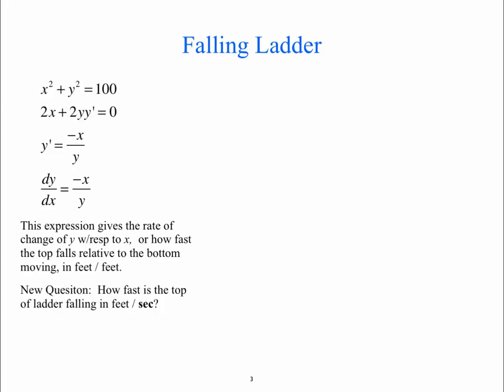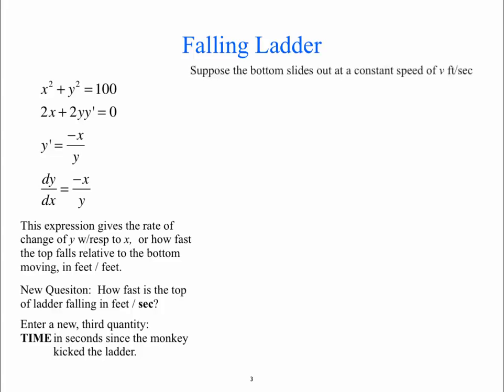So we're bringing a new quantity into this now. What new quantity are we bringing into this? Time, okay? And so we're going to say the time in seconds elapsed since the monkey kicked the ladder. All right? And we're going to suppose that the bottom is sliding out at a constant speed of v feet per second, which is how fast x is changing, right? So we could say that the distance x is v times t.